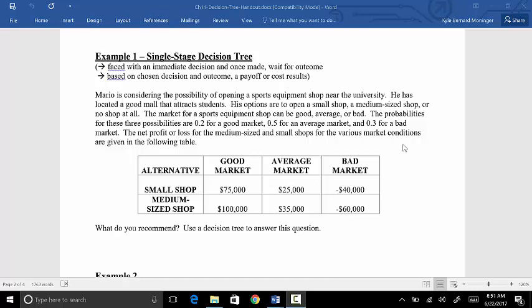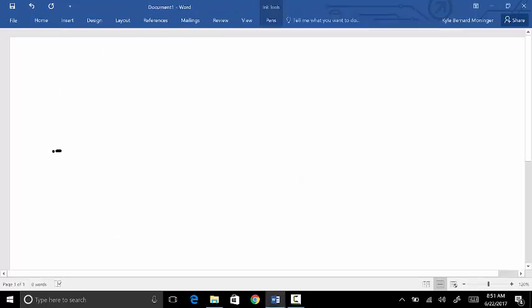Unlike the previous chapters, where we built models in Excel and used Solver to help us make the best decision, now we're going to be using decision trees. We can do these two ways, by hand on paper, or we can use Excel. Either way is fine. This first one I'm going to show on paper. We always start these with a square. A square is a decision node. So we make a decision at each square.